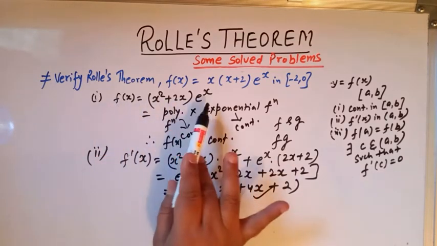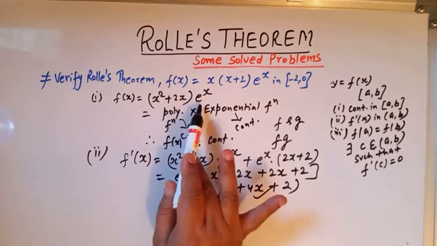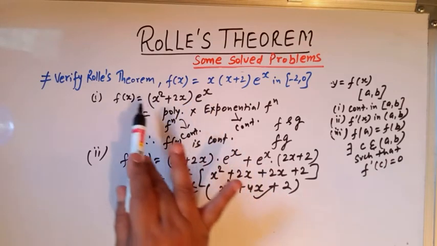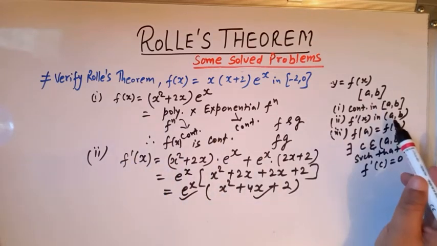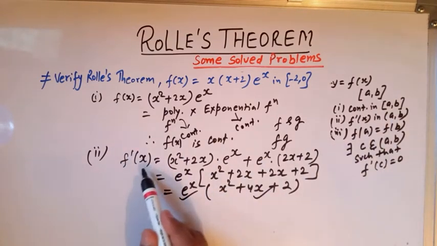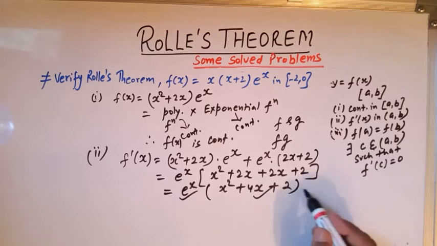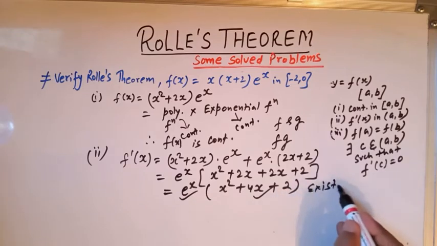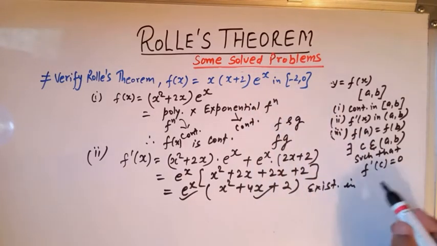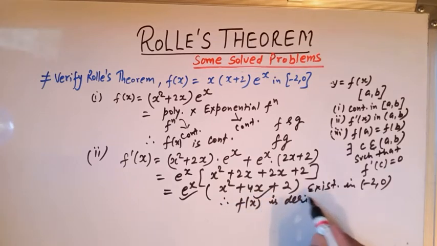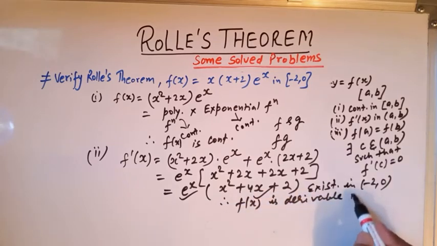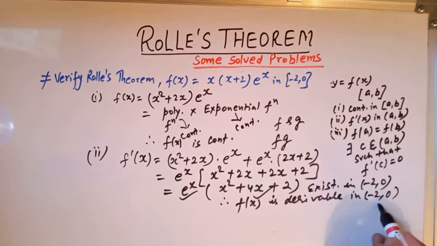So we see that this is differentiable and this is differentiable. Here f(x) is (x² + 2x) e^x, and we see that this function is differentiable in (a, b). Hence f'(x), which is this expression, exists in (-2, 0). Clear? So therefore f(x) is derivable in (-2, 0).